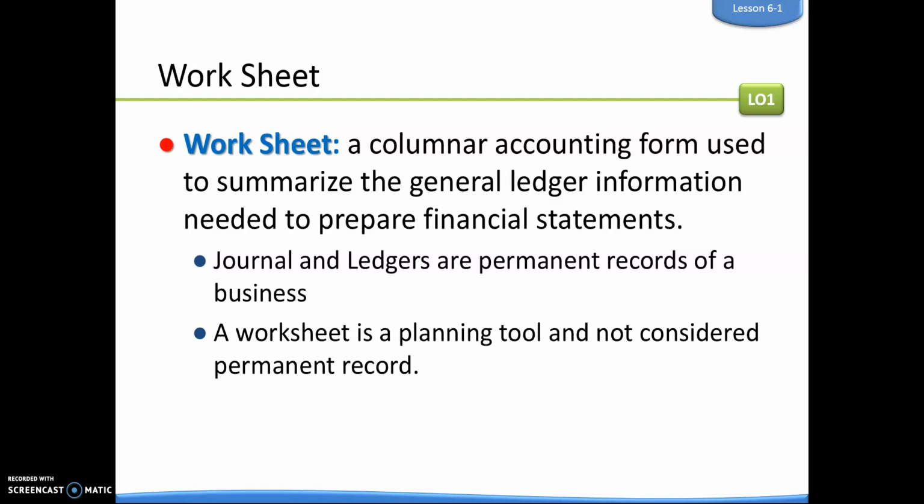And that's something that's a little different, because up until this point, I've said journals are very, very important. They're permanent records. Ledgers are very, very important. They are permanent records. But a worksheet is simply a planning tool and not considered a permanent record for the business.